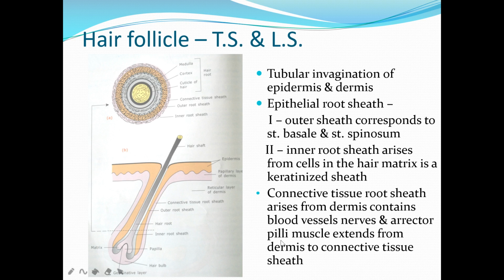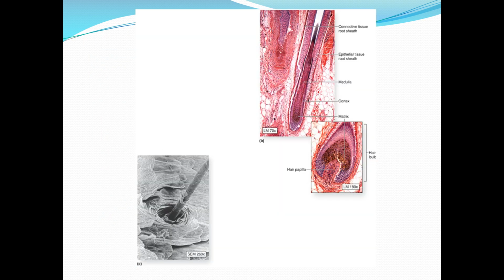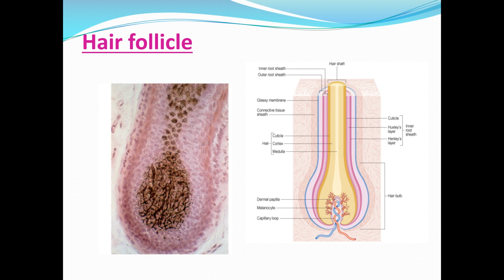Hair matrix cells: what are the matrix cells? The cells that surround the hair bulb and the dermal papilla derive from the follicular bulge, and they divide and provide a continuous supply of cells for hair growth. Melanocytes are scattered among the hair matrix cells, and these melanocytes transfer melanin to the hair cells. See the melanocyte distributing melanin.